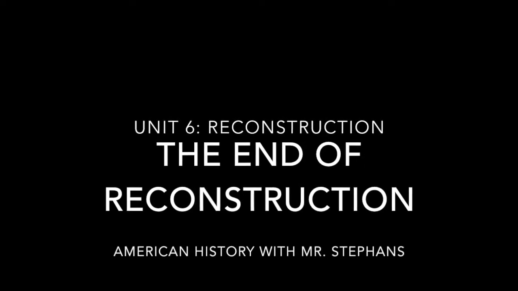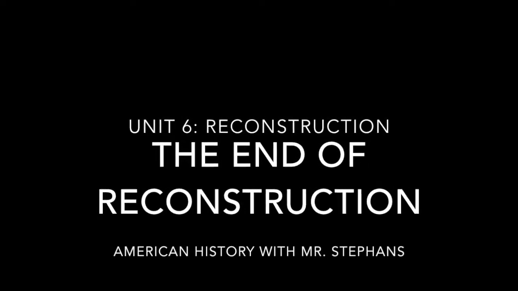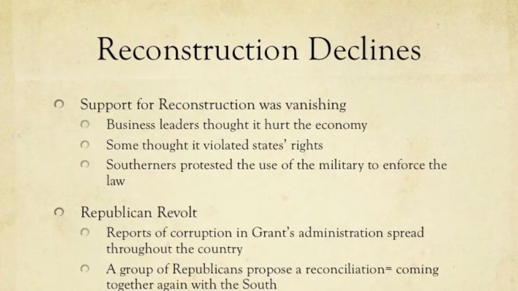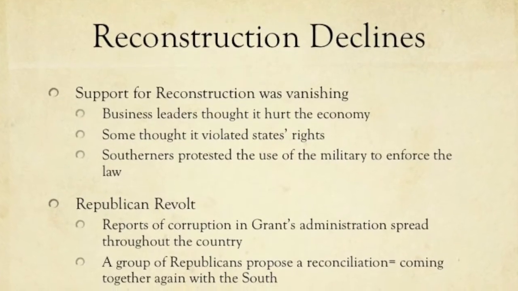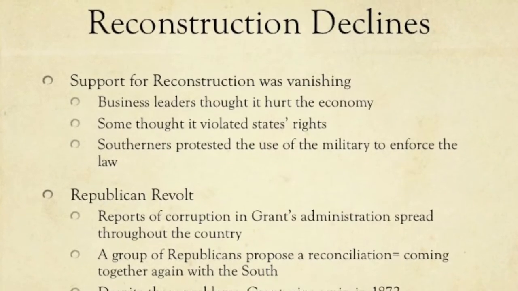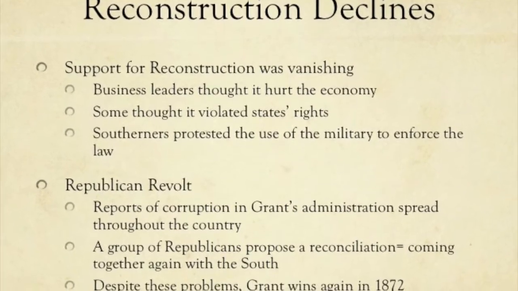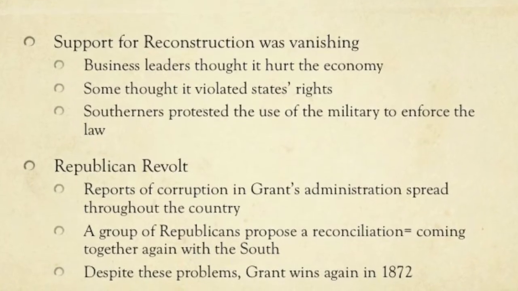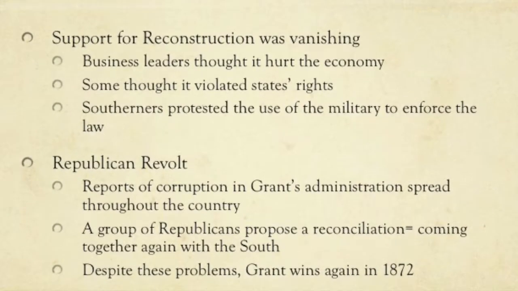Alright guys, now we're going to start to come towards the end of Reconstruction in these lectures. There's a lot of support vanishing for this. The business leaders were thinking it was hurting the economy, some were thinking it violated states' rights, and the reports of corruption in Grant's administration were getting a lot of Republicans to maybe think that Reconstruction probably ought to come to an end. And despite all that corruption and those issues, Grant does still win re-election in 1872.